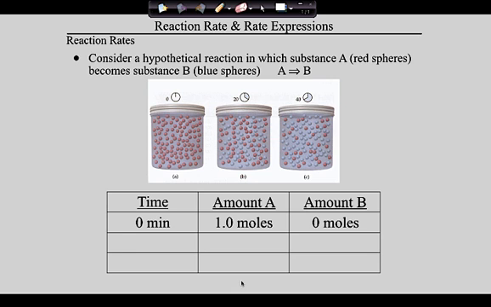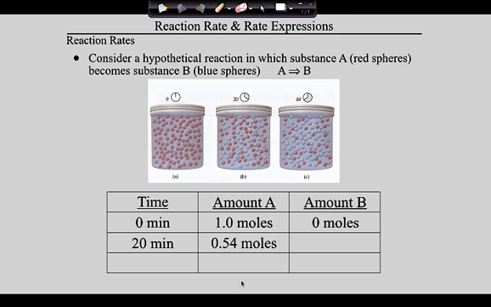Does that make sense? Okay, now we're going to go 20 minutes later. And they actually did the counting for you. So I'll give you numbers, but let's talk generically. 20 minutes later, A is turning into B. So how much A is there going to be after 20 minutes relative to 1 mole? Less, right? Reactant gets consumed as a reaction goes on.